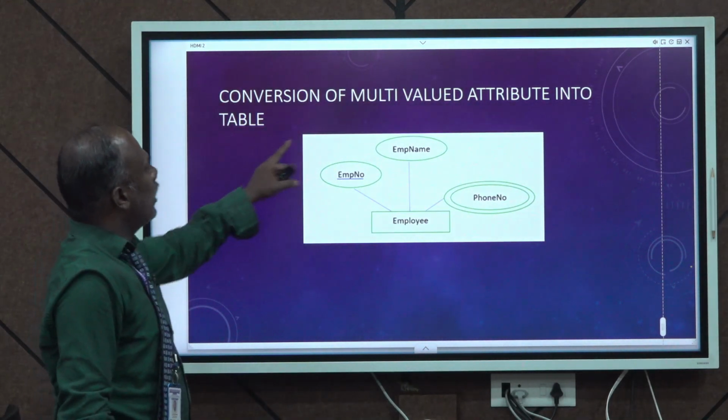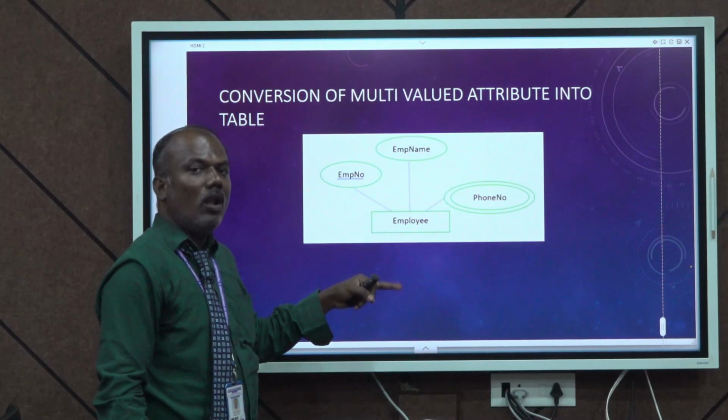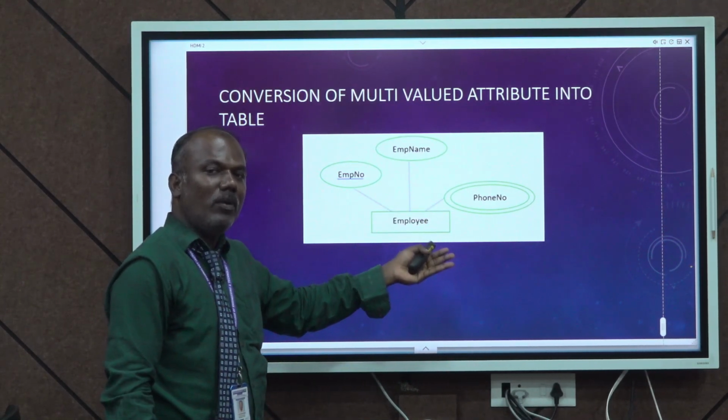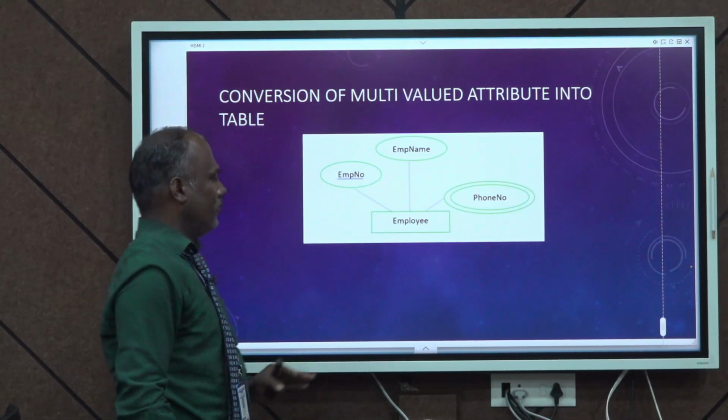Next one is conversion of multi-valued attributes into table. When we convert ER diagram into table and multi-valued attributes occur, we have to convert them into a separate table with a key attribute. Key attribute in the sense is nothing but the primary key.